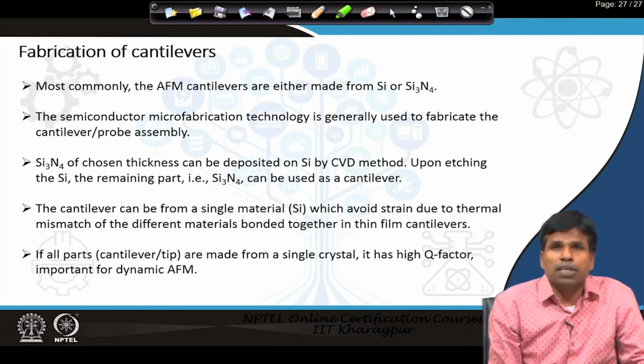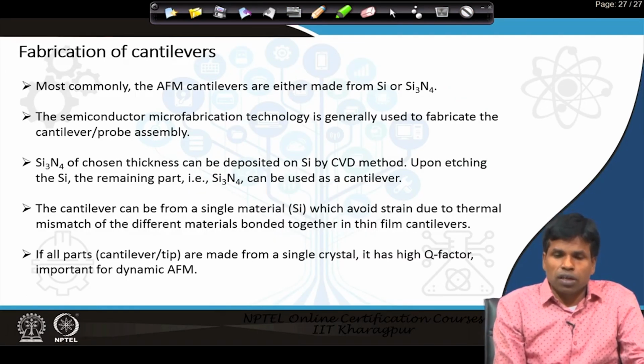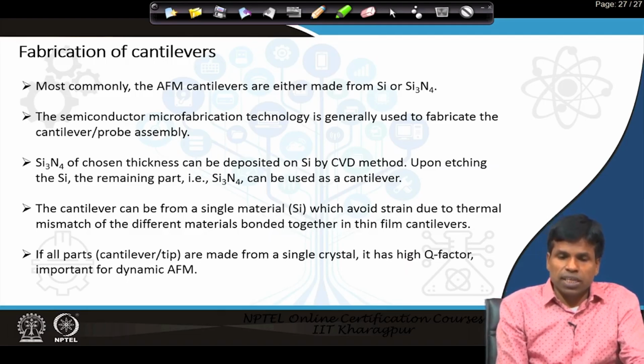And fabrication of cantilever, how cantilever is fabricated. Mostly, as we have seen, the cantilevers are made with silicon or silicon nitride, and semiconductor microfabrication technology is utilized to fabricate the cantilever probes. A particular thickness can be chosen, then Si3N4 can be deposited by CVD, and the rest of the silicon can be etched away to get the Si3N4 cantilever.